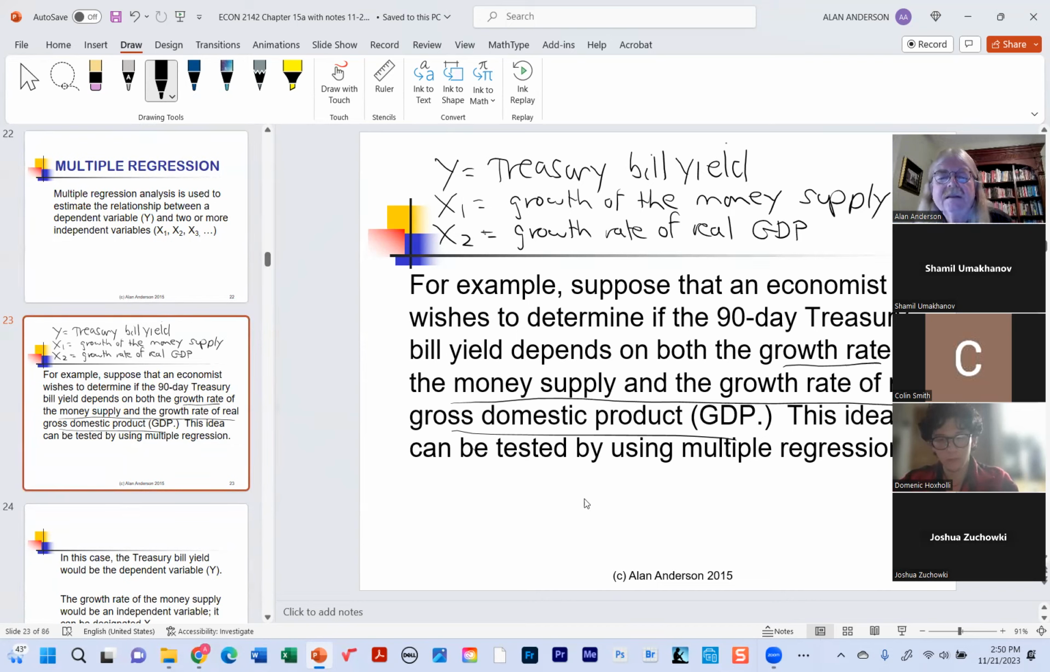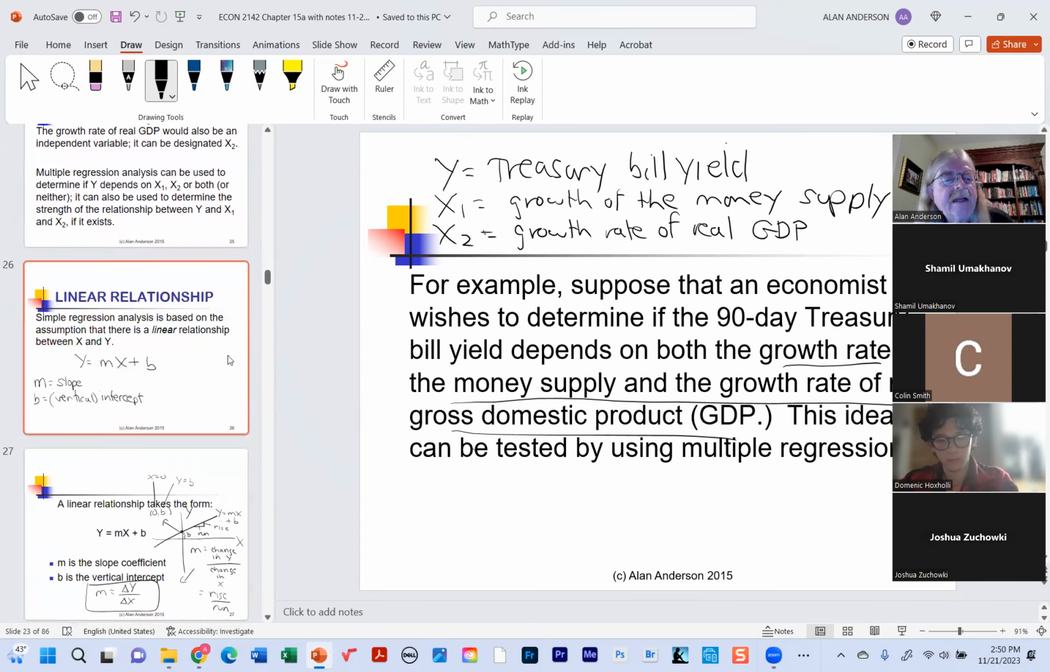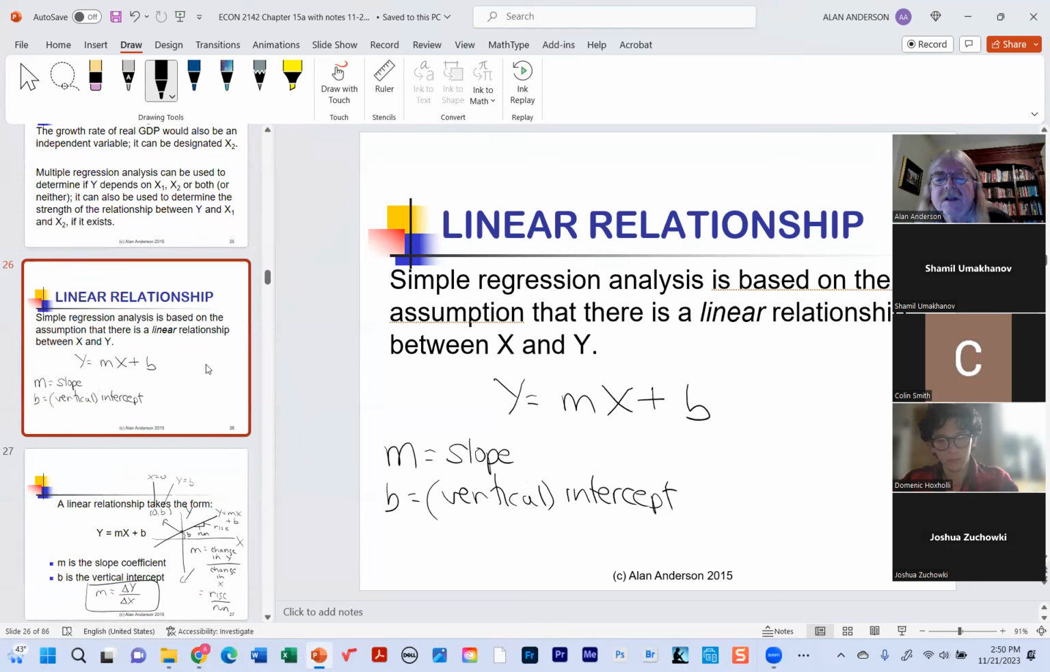All right. So now with all that being said, let's go back and revisit the concept of the linear relationship. Everybody knows the formula or the equation of a straight line. It's something you just don't forget. Y equals mx plus b. M is the slope. B is the vertical intercept. Although there's other ways of expressing this, but this is the most common one.